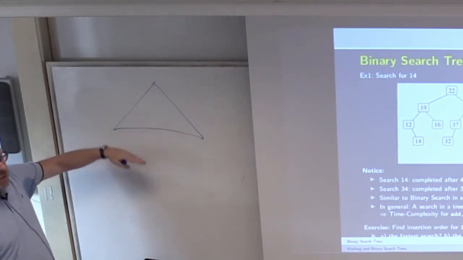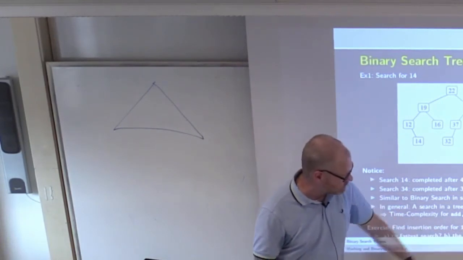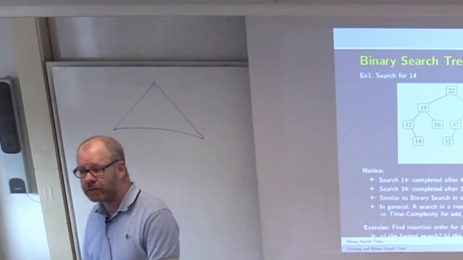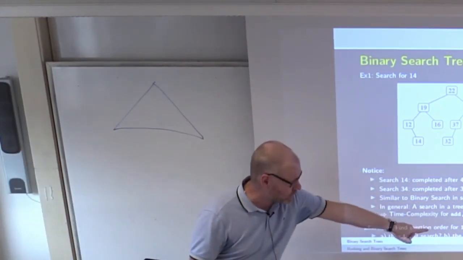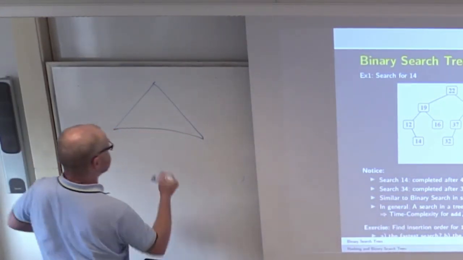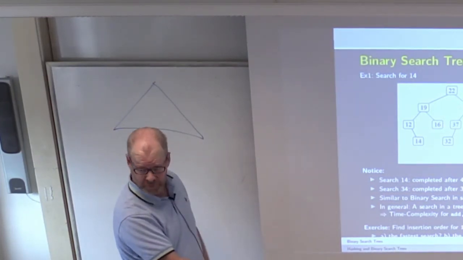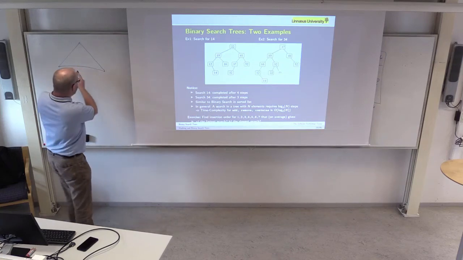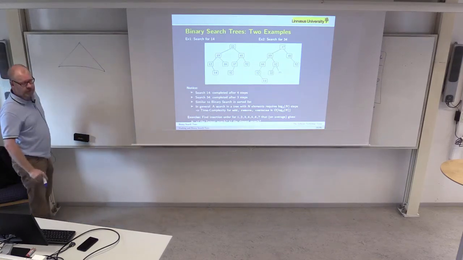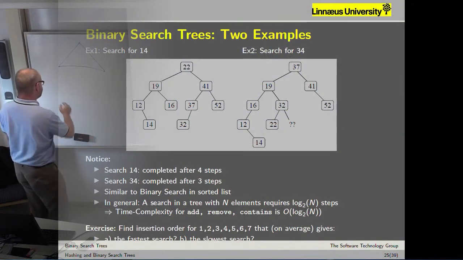So in what order should I add these elements to get a balanced tree? If I'm adding them in this way, then we agreed that it will be one long branch. This will give the slowest lookup on average. The fastest one, we should produce something that looks like this. Where do we start? 4.